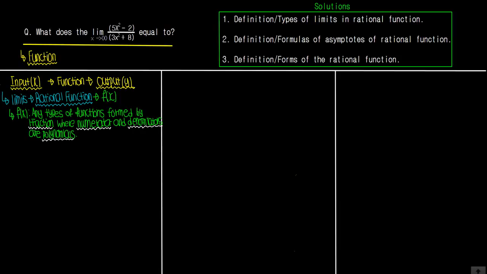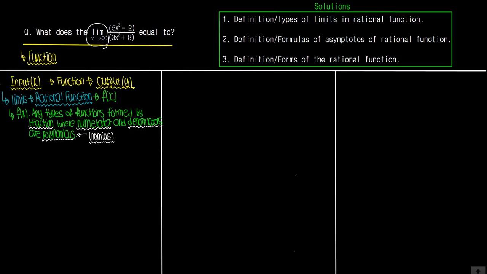So any type of function formed by a fraction, where the numerator and denominator are polynomials. Now we might need to think about the definition of polynomials. There are lots of things about polynomials, and there are a lot of versions of them. There should always be more than 0 terms. So this is what the definition of our rational function is going to be. And we know that our rational function is the most important thing in our limit systems. That's why we have talked about its definition.